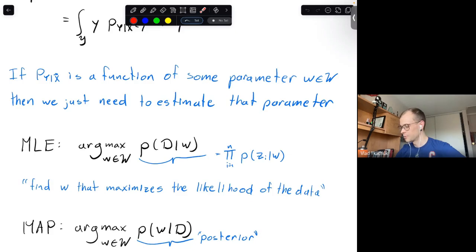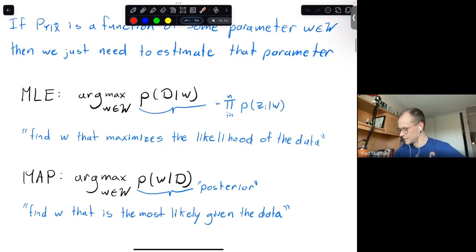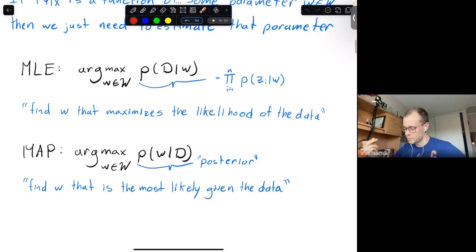Okay, and what MAP is going to do, and I'm introducing this in a slightly different way from how I introduced it last lecture, but we're going to get to that explanation in like 5 minutes. So what MAP is doing is, instead of having this P of D given W, which we were thinking of as the likelihood of the data, where you want to find the W that maximizes the likelihood of the data, we're going to think of the MAP thing as the following: we want to find the W that is the most likely given the data.